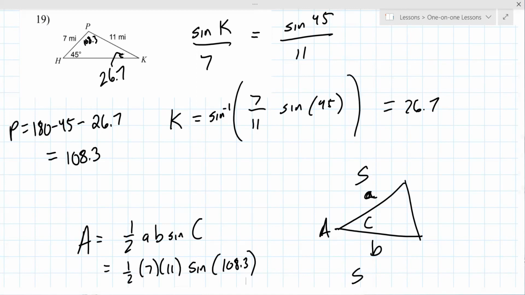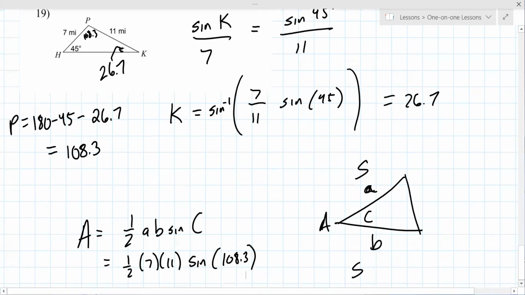All right, I'll put that in my calculator. Okay. 1/2 times 7 times 11, and then sine of 108.3, 36.55. Okay, so 36.6 miles squared.